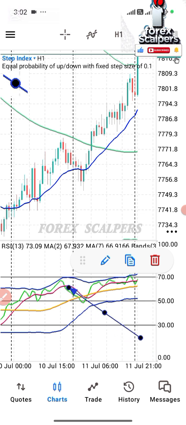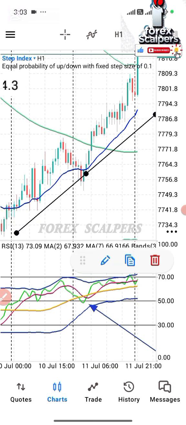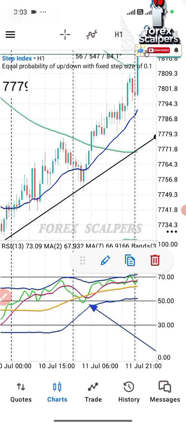So having said that, anytime this green line crosses the red signal line to the downside, it is a sell confirmation. And when it crosses it to the upside, it is a buy confirmation. However, this is depending on the trend of the market. So, if you look at this carefully, if we connect our trend line, it means that obviously we are in an uptrend.